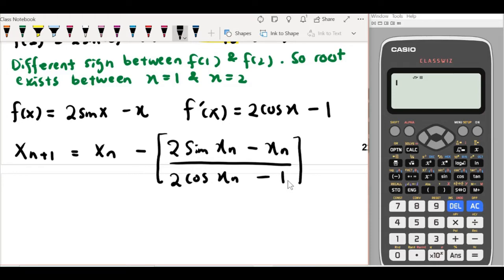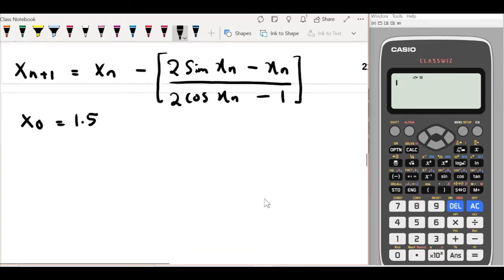And then we may start the process by choosing the initial value first. For the initial value, you may choose any value of x between x equal to 1 and x equal to 2. In this case, I'll just choose the middle value. Here, I'll start with 1.5. It is an open initial value. If you want to start with, let's say, 1.3, that's okay too.